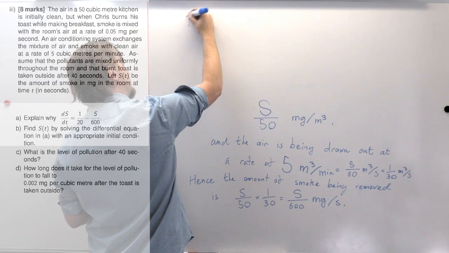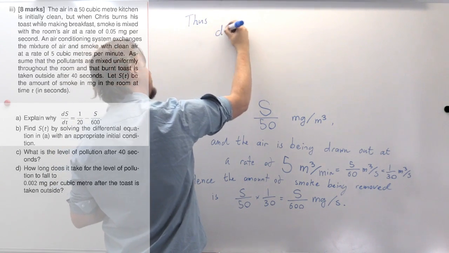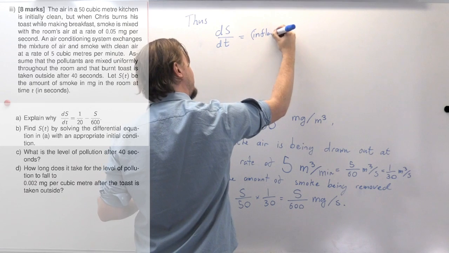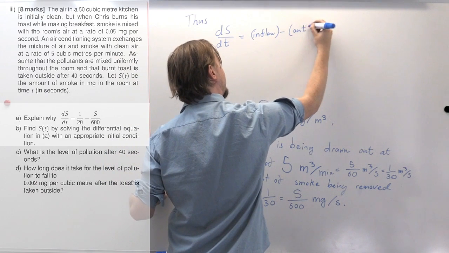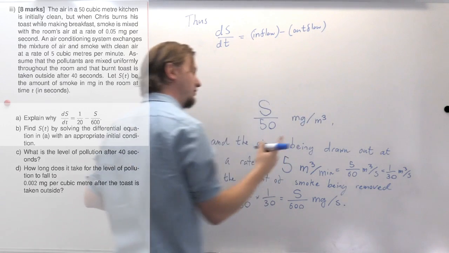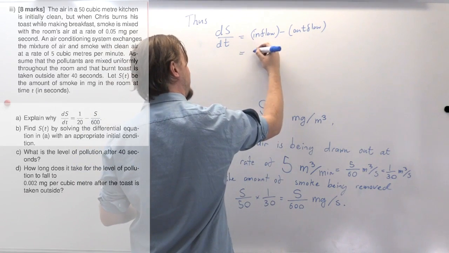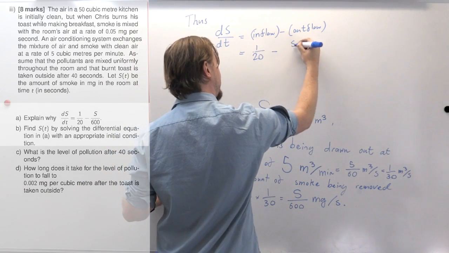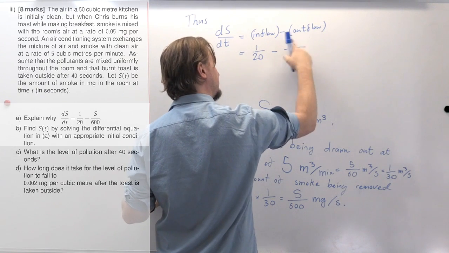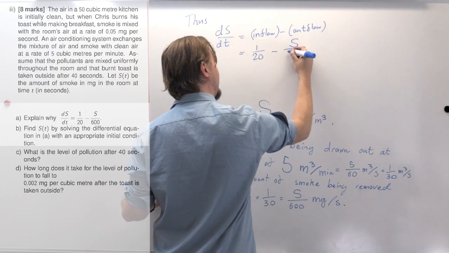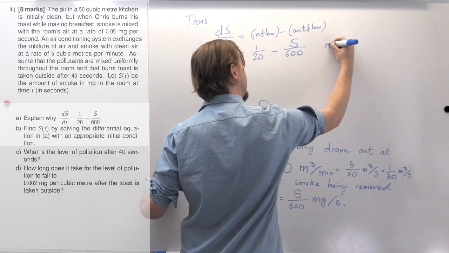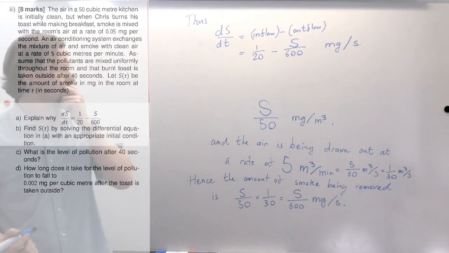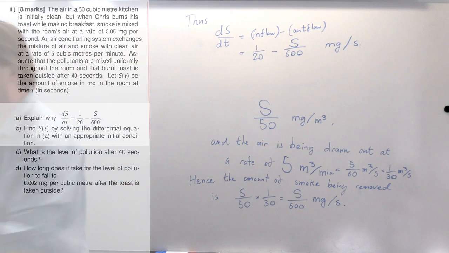Thus the rate of change of smoke with respect to time is the amount flowing in, so the inflow minus the outflow, both measured in milligrams per second. The first one we said was 1 over 20, minus the second one, which was S over 600. And I might give this the units, milligrams per second, just to remind myself. So I think that's a good explanation of where this model came from.